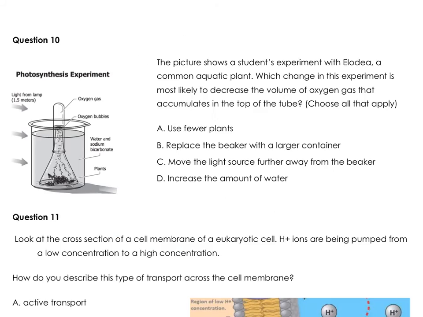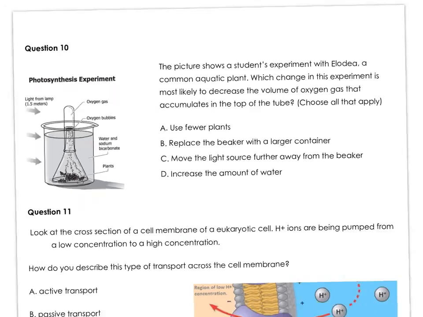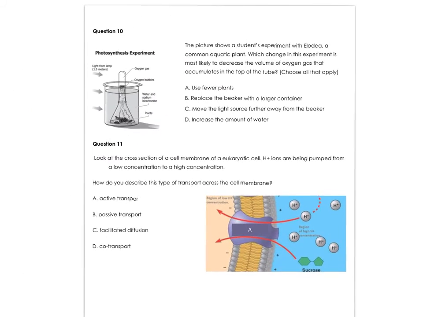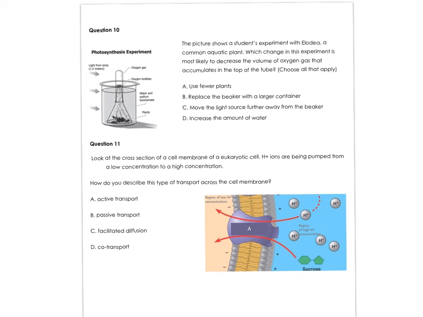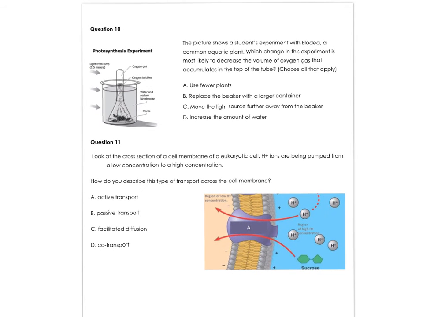All right. So 10. 10 shows exactly the same experiment that you saw in the previous test. So let's see what's going on here. The picture shows a student's experiment with Elodea, a common aquatic plant. Exactly the same setup, exactly the same question. Choose all that apply.